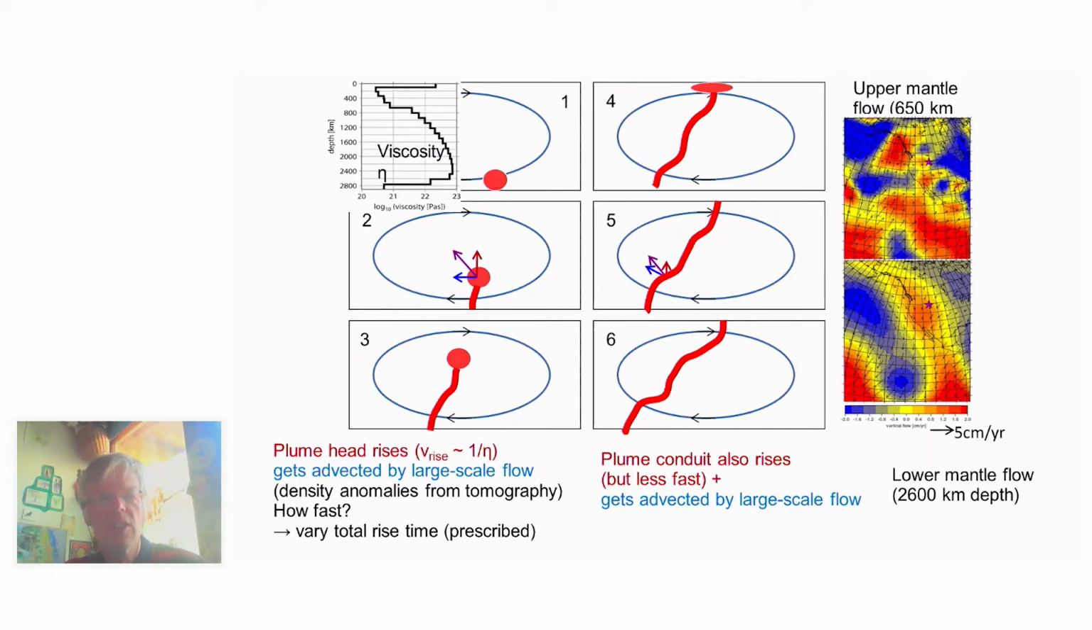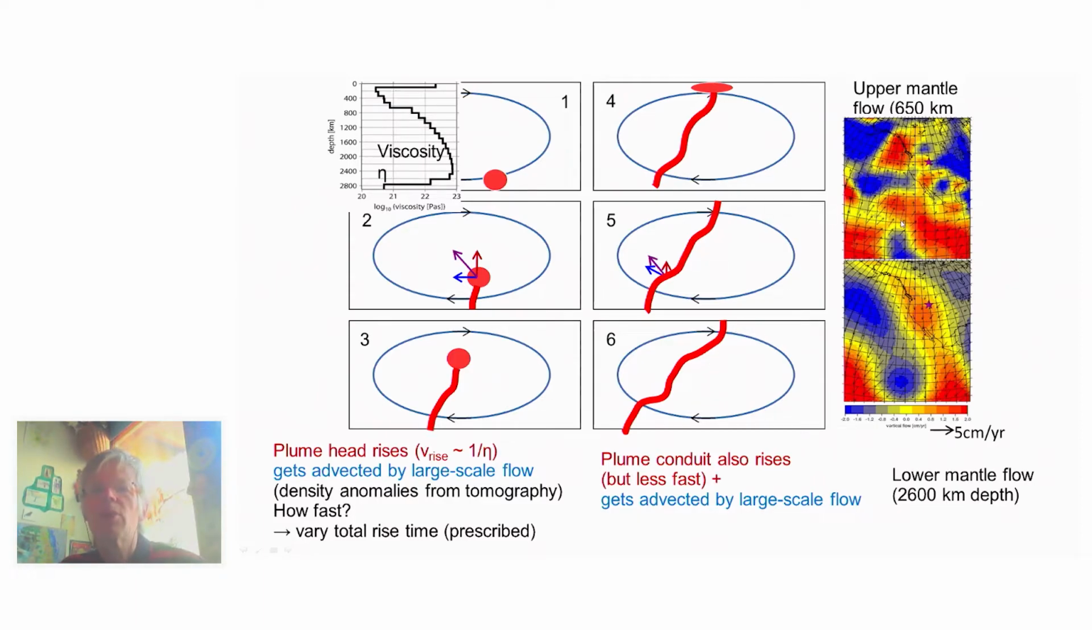All right, so this shows the idea of how a plume conduit gets deformed. Because they maybe do not all come out straight, you can look at them through tomography, and you can also model how plumes get deformed. From 1 to 6, first the plume head starts rising, and while it rises, it gets moved with the flow, and at the same time the plume conduit also gets moved with the flow, and the plume conduit rises less fast. So due to interaction with possible large-scale flow, the plume conduit will get tilted and deformed, and you can predict that there will be this tilted plume conduit.